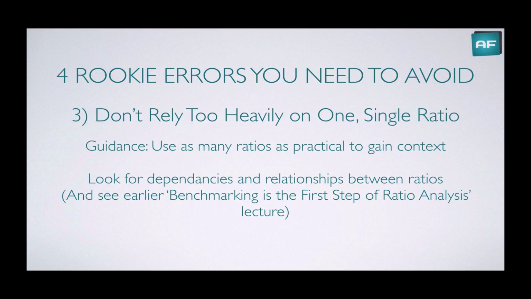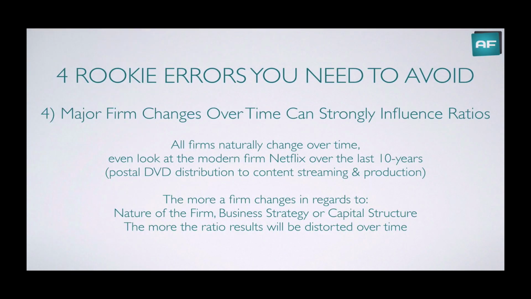And as for the fourth area, major firm changes over time can strongly influence ratios. You have to be aware of this. Now, all firms naturally change over time. Even look at the modern firm Netflix over the last 10 years. Now, Netflix is a very new company. You wouldn't think it's changed much over the last 10 years when you compared it to perhaps Ford in the early 20th century and Ford today.